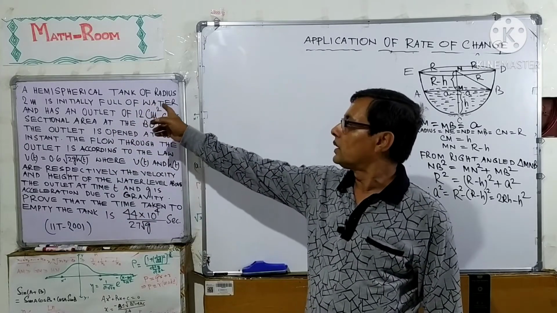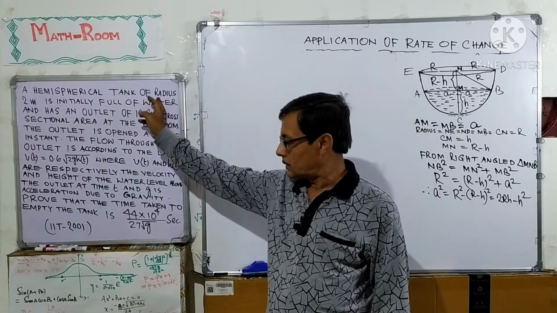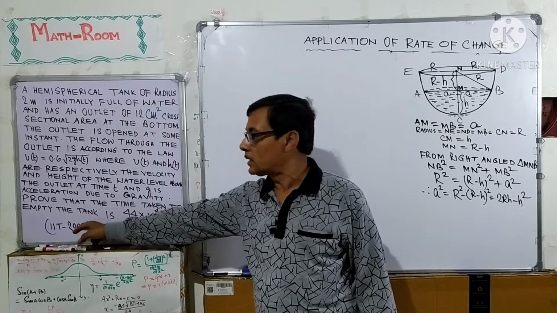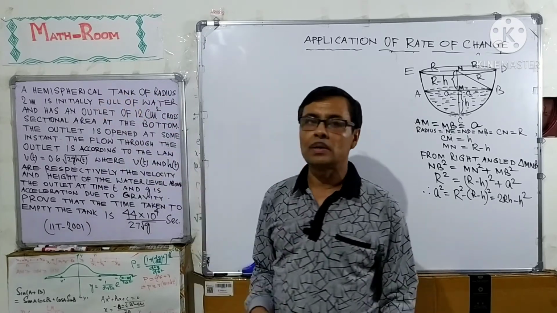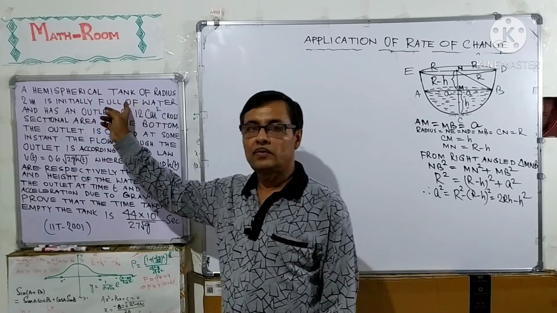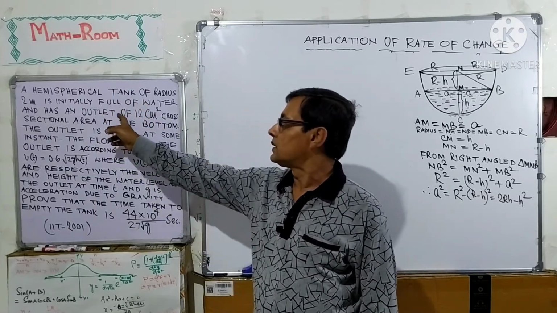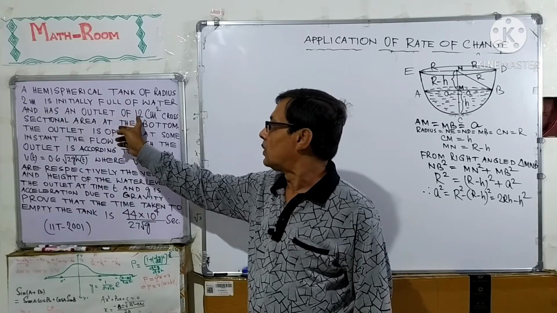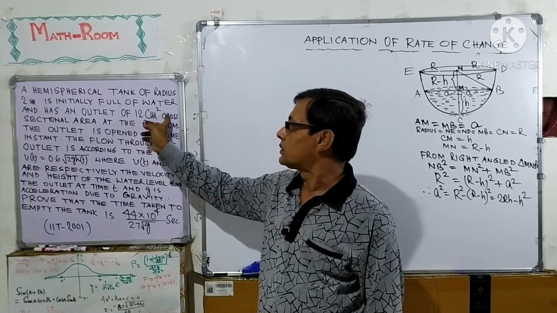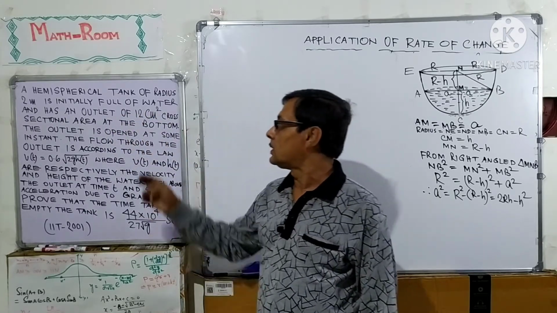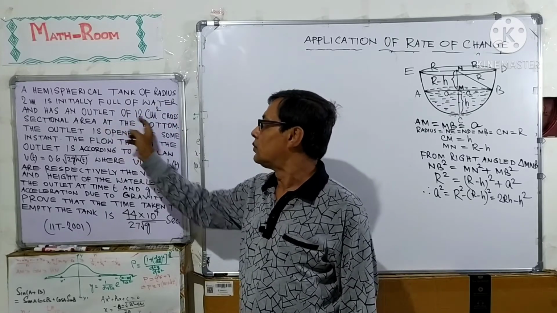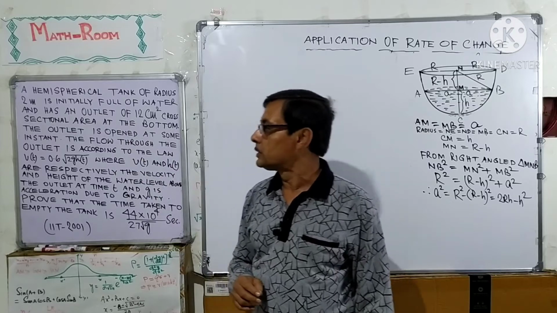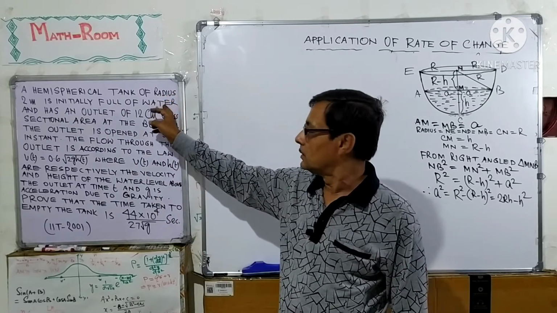Here I have taken a problem from the IIT 2001 exam. The problem is: a hemispherical tank of radius 2 meter is initially full of water and has an outlet which has 12 cm square cross sectional area. The outlet is at the bottom of the tank, that is the hemispherical tank.